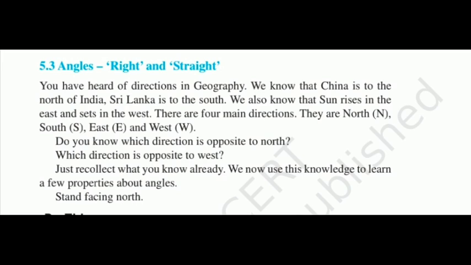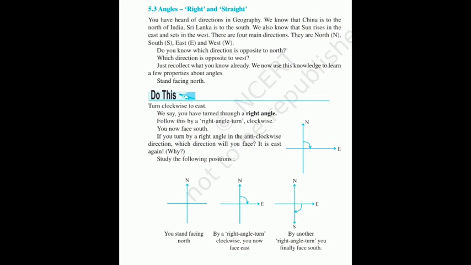Stand facing north. Turn clockwise to east. We say you have turned through a right angle. Follow this by another right angle turn clockwise. You now face south. If you turn by a right angle in the anti-clockwise direction, which direction will you face? It is east again. Why? Study the following positions. You stand facing north. By a right angle clockwise, you now face east. By another right angle turn, you finally face south.